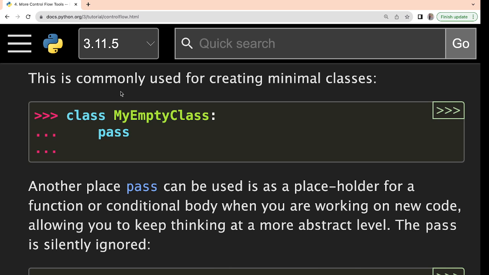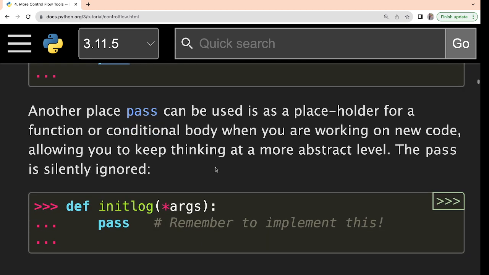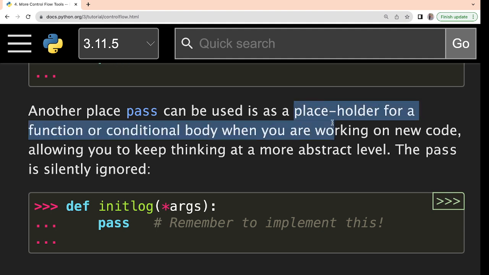Also, this is commonly used for creating minimal classes. Let us say you want to create a class, and in that class right now you have not written anything, no methods, objects, or constructors, nothing is present. In that case also you can just write pass. Another way pass can be used is as a placeholder, and this is the most common purpose of using pass.